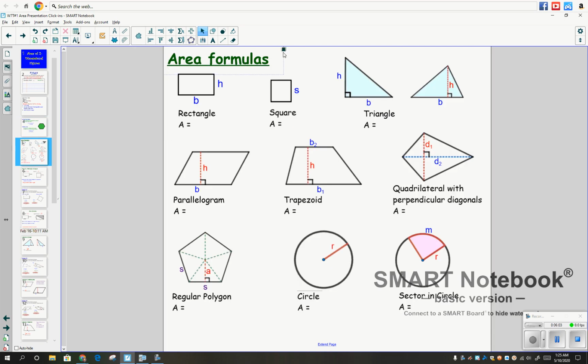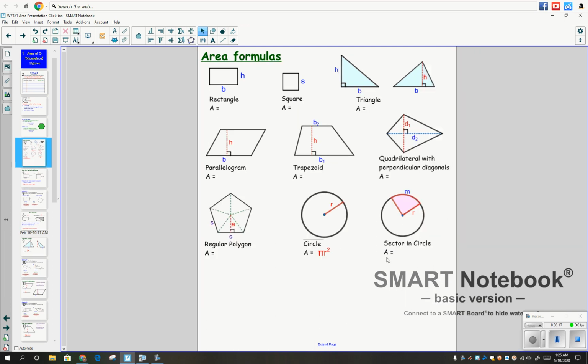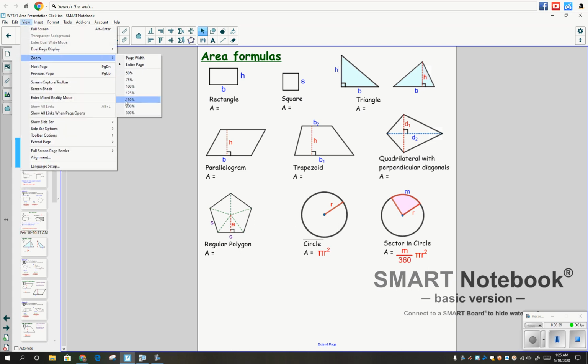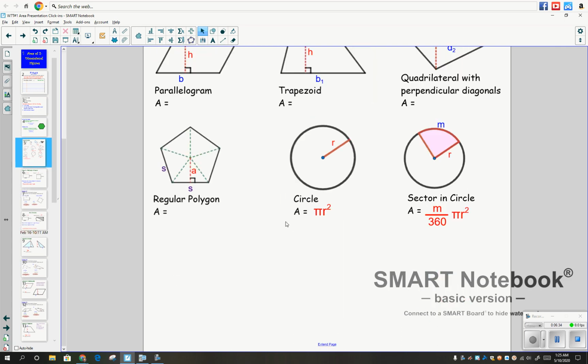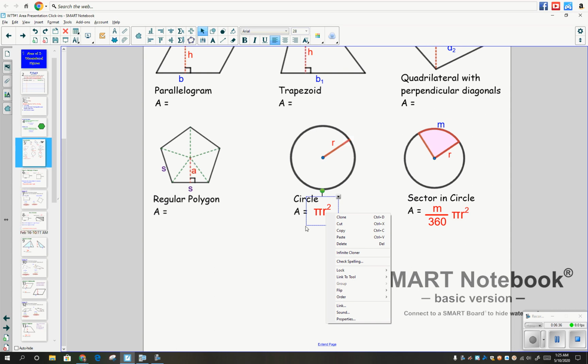Here we've got the area formulas. As we go through our notes here, we're going to come up with all these formulas. Just a quick note, we did talk about a circle last week. Remember, the area of a circle is pi r squared. And the area of a sector in a circle is just a fraction of the circle. So it's m, which is either the measure of the arc or the central angle, divided by 360 times pi r squared. Those we did talk about last week.